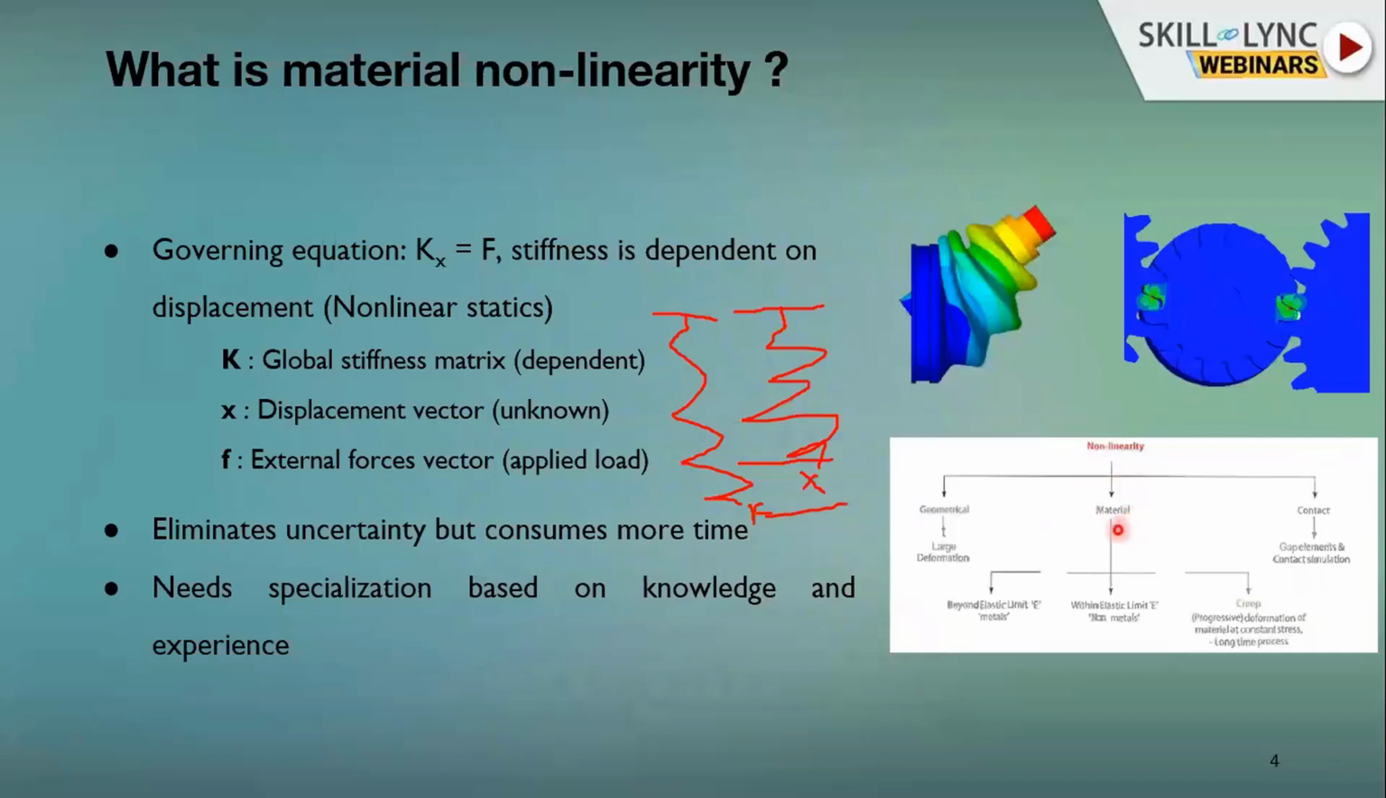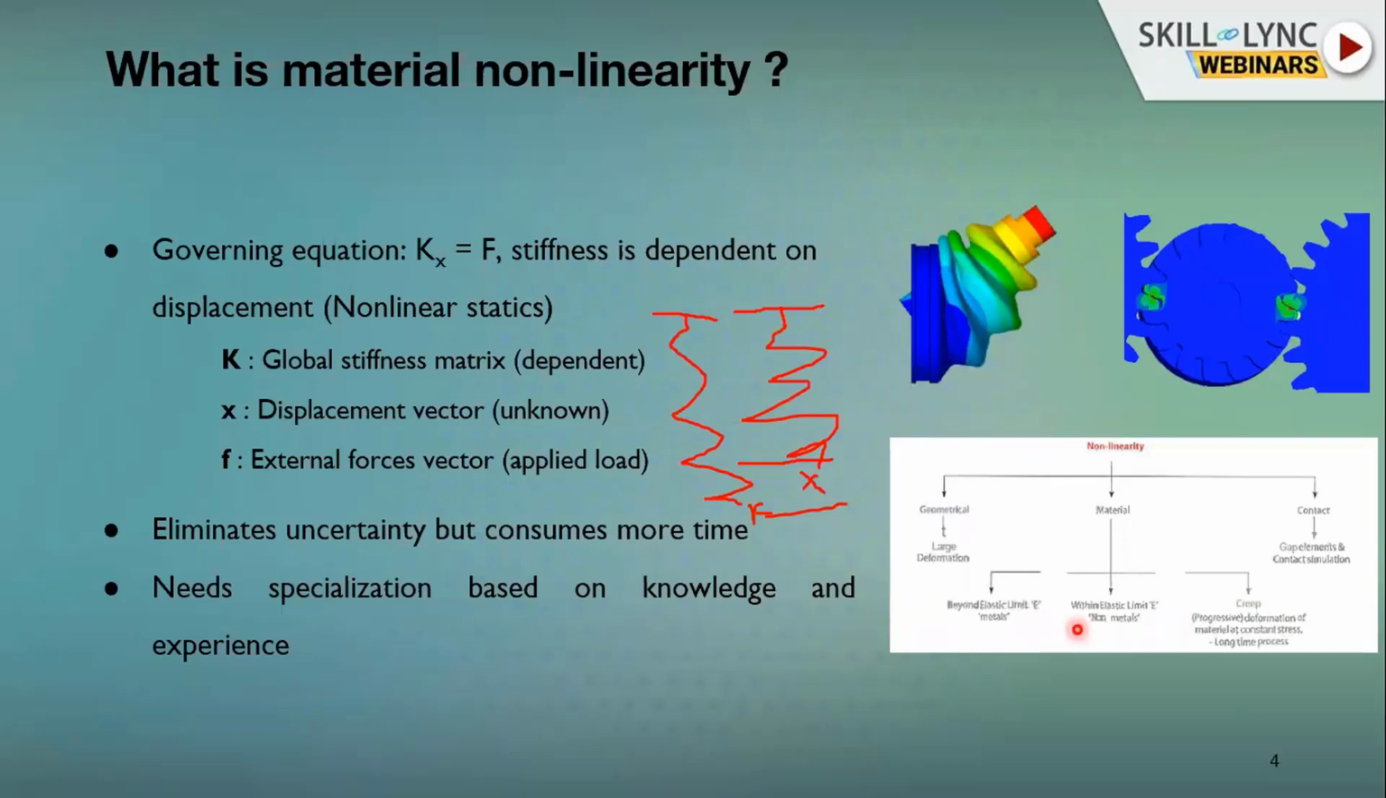So if we specifically talk about nonlinearity, we have geometrical, material, and contact classification. But since our focus is more on material, it has been classified into 3 categories. One is beyond elastic limit, what is going to happen to any metal, whether it's steel, any other metal, aluminum. So that is one category where you will just analyze how the material is going to behave beyond elastic limit. And then the second category is within the elastic limit, which is about non-metals. Maybe it's a plastic material.